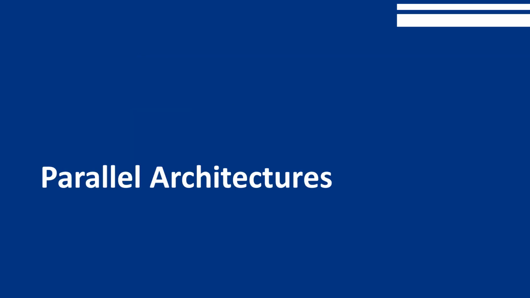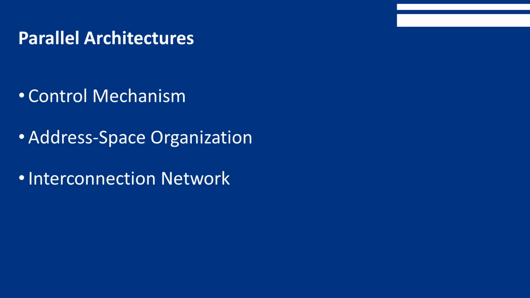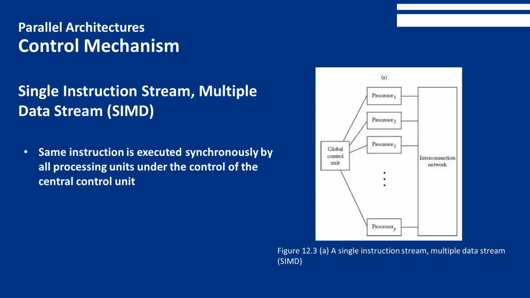The construction of parallel computers can vary in each of the following 3 ways: control mechanism, address space organization, and interconnection network. First is control mechanism. Each processor in a parallel computer can operate either under the control of a centralized control unit or independently under the control of its own control unit. The first kind of architecture is called single instruction stream, multiple data stream.